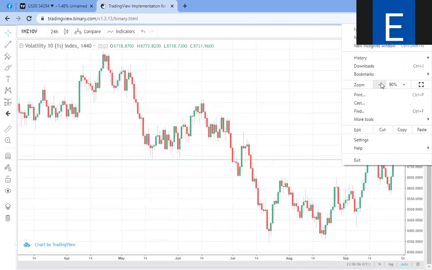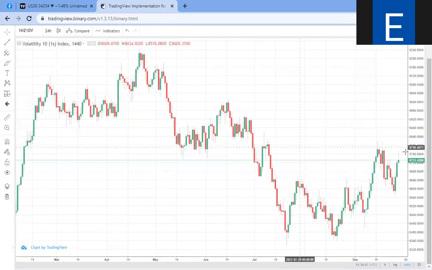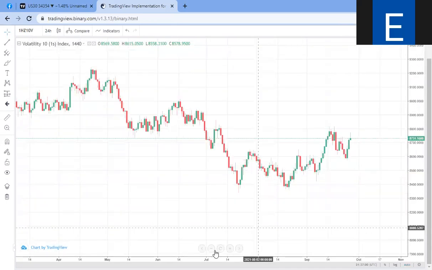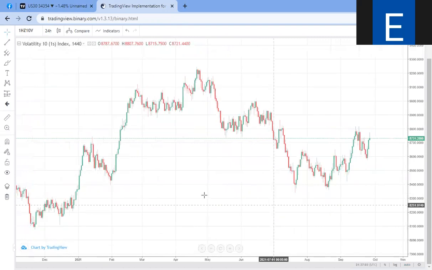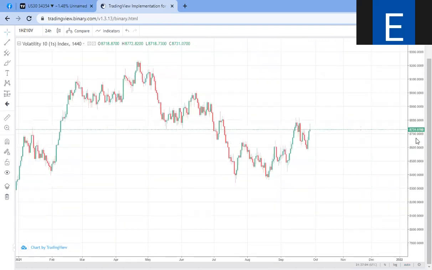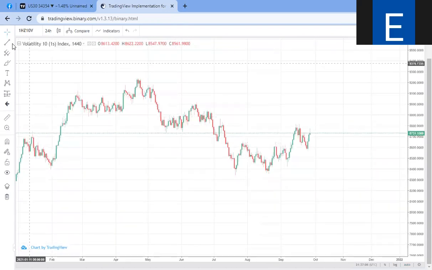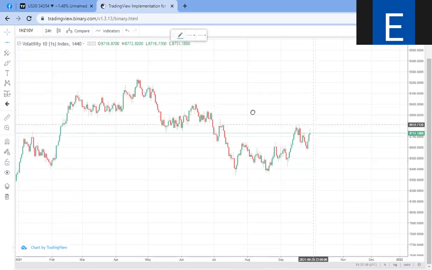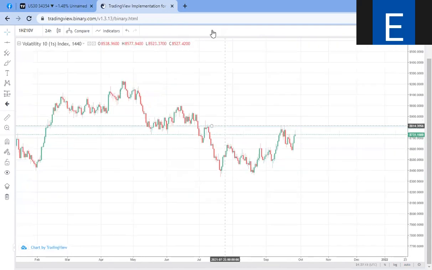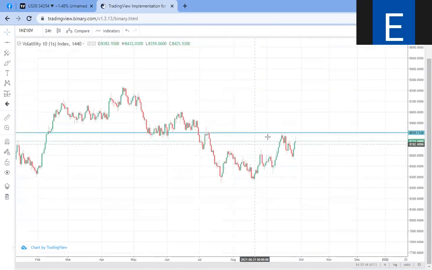Zoom out a little. This market is actually a crazy market. So you can see here, this was a resistance level. This level here, this was a huge resistance level. This was the level I was actually eyeing. It was a resistance level.